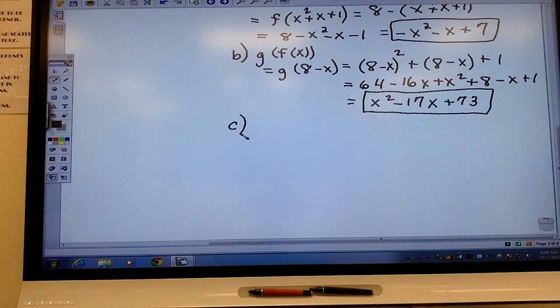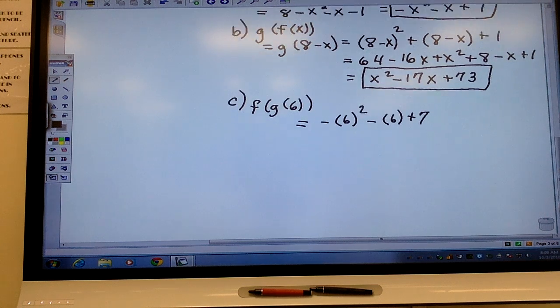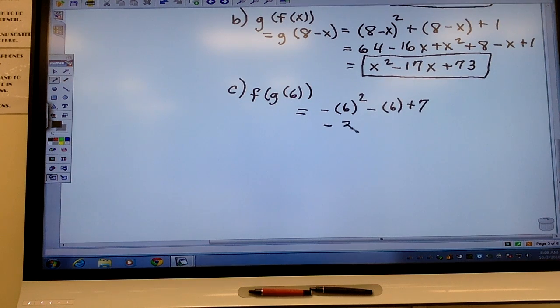Now lastly, it says f of g of 6. So there are two ways you can do this. We already know what f of g is. So I can take what I know f of g is and just put a 6 in there. So I can do a negative (6) squared. Remember that negative sign is on the outside. Minus 6 plus 7. Again, the parentheses are just because that's my substitution. So this would be a negative 36 minus 6 plus 7, which gives me a negative 35.